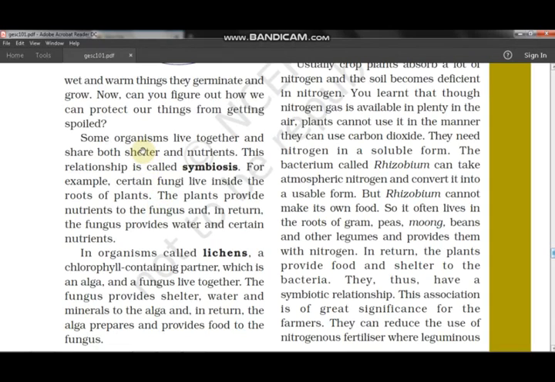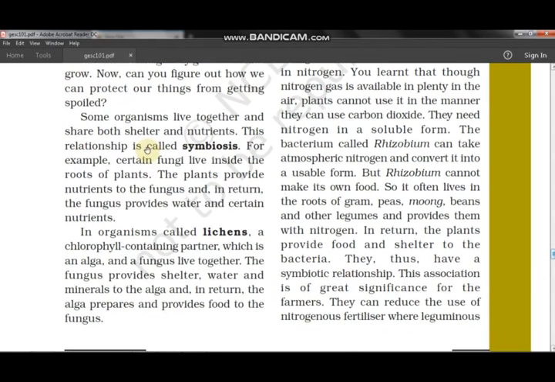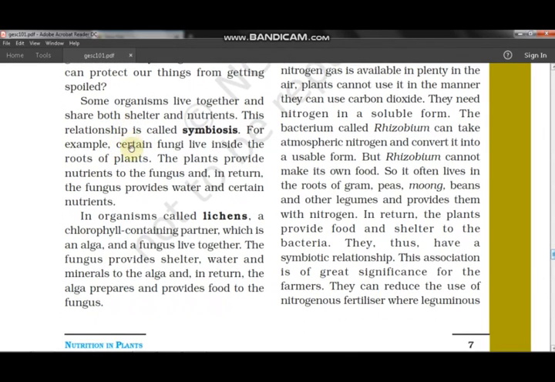So, students, I hope you understood the topic from the video as well. Now, some organisms live together and share both shelter and nutrients. This kind of relationship is called symbiosis.